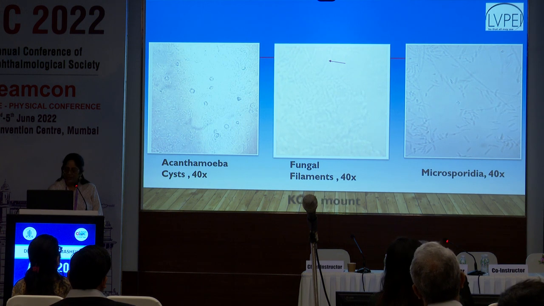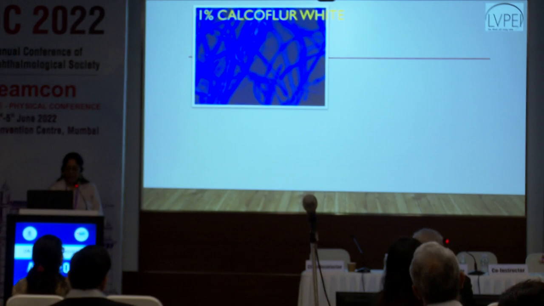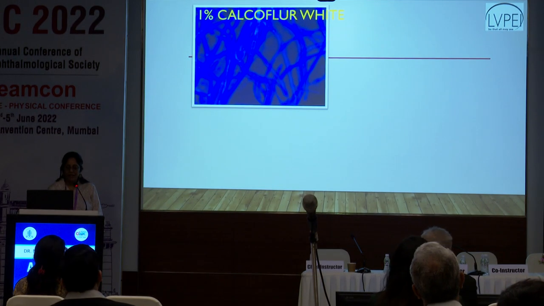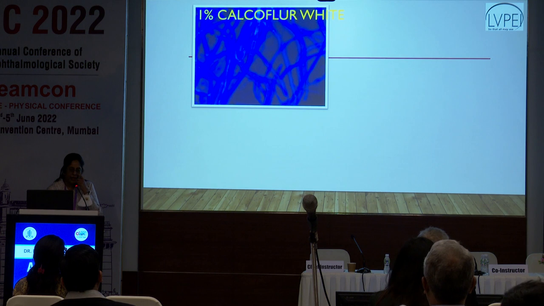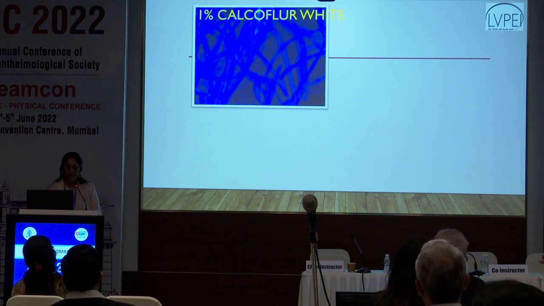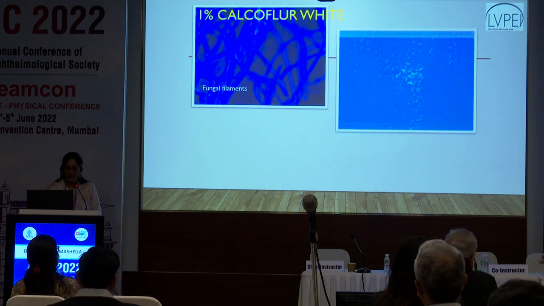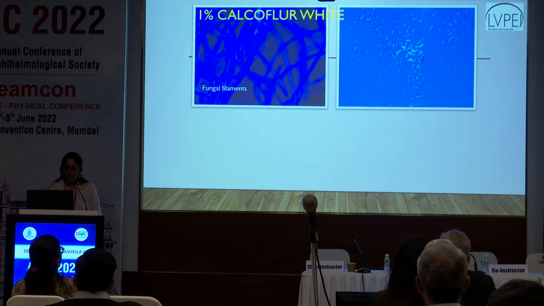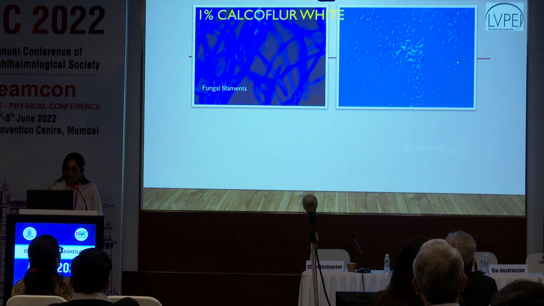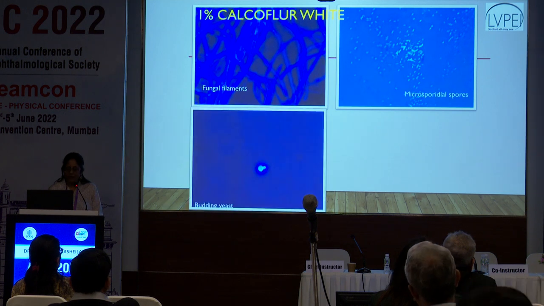The 1% calcofluor white is a specialized way in which you never miss. Almost 95% or even 99% of the times our microbiologist can pick it up, because it just fluoresces and fungus will not be missed. Also, it will highlight microsporidia. This is a previous slide where you apply KOH and then 1% calcofluor white, and then you use a fluorescence microscope and everything will just light up like this. So you can't miss microsporidia using that system, and Acanthamoeba as well. And this is a budding yeast that you can pick up.